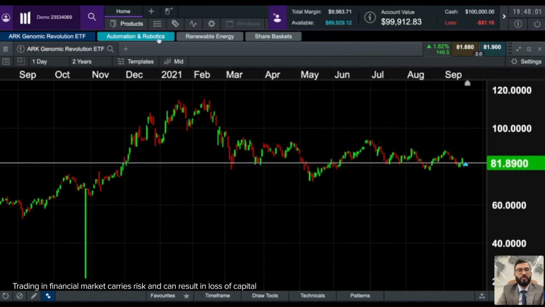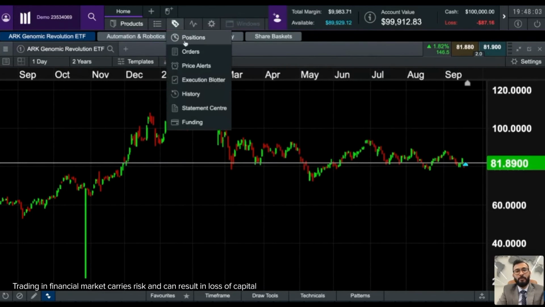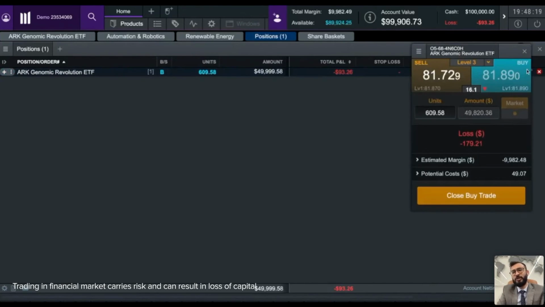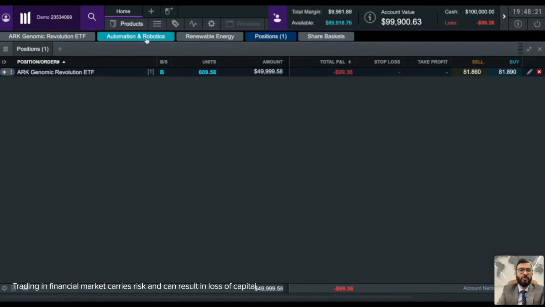You can check your positions live on the platform right here, accounts, positions. You bought the ARK Genomic Revolution Fund. B stands for buy, then the number of units, total amount, and this is the current P&L. It will continue to go up and down depending on how it works. You can always close your trade very easily by using this option. So everything remains in your hands. You can quickly check. You don't have to rely on a fund manager to do it.